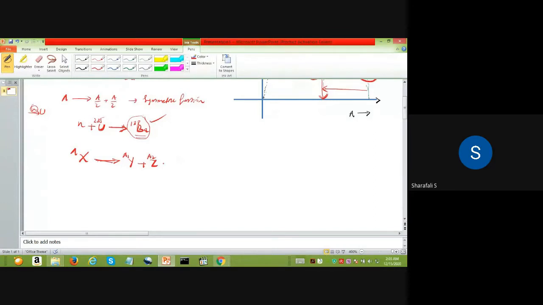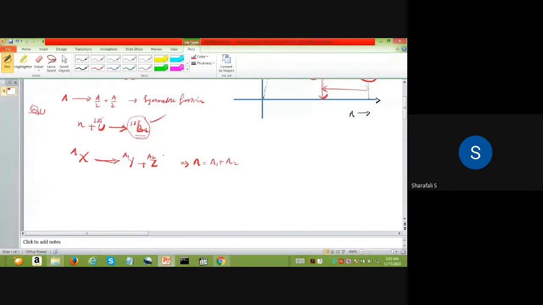Okay, in such a way that A will be equal to A1 plus A2, so there is no decrease in mass number when you consider the daughter nuclei. The sum of the mass numbers of the daughter nuclei will be equal to that of the parent nucleus. So A will become A1 plus A2.